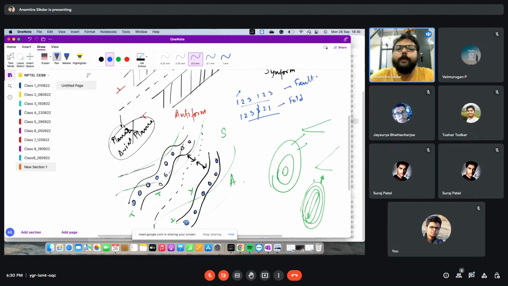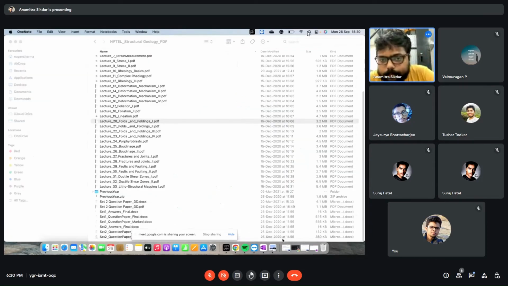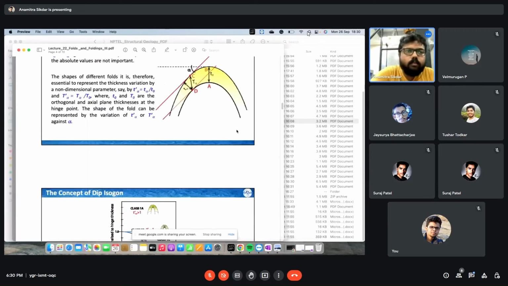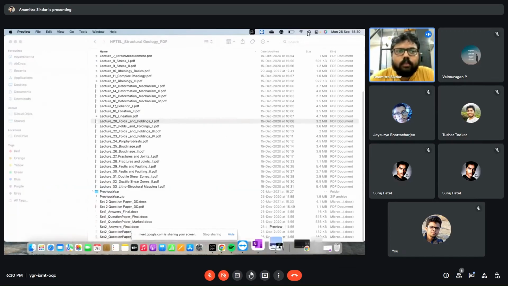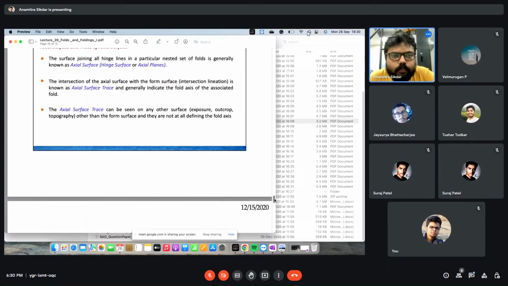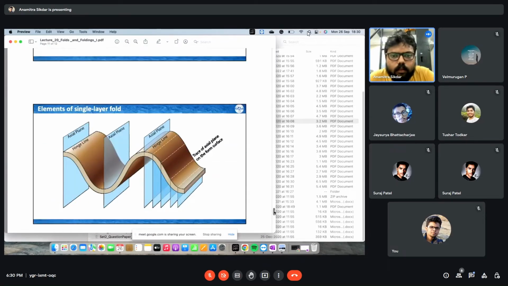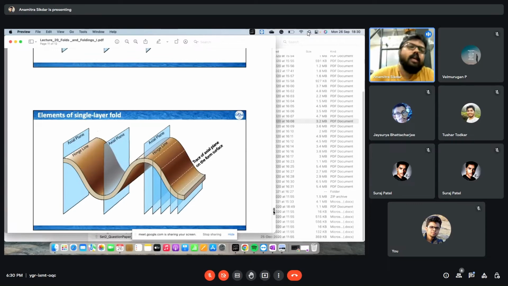All right. So from the field, the axial surface trace is this line, which is equidistant to these two beds, right? So this is the intrados of this fold, or this limb, or this part of the fold, and this is another intrados. So the trace of the axial plane will be equidistant to these planes. On the form surface, these are the trace. So I'll be moving on to the next page.